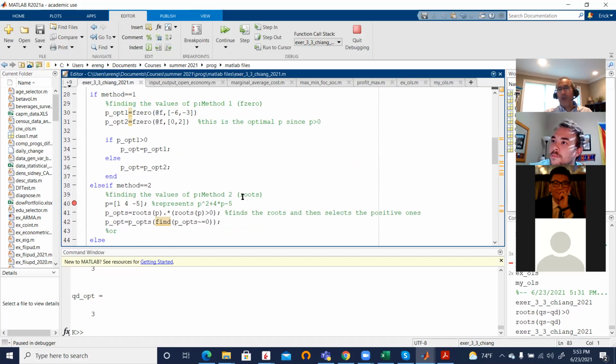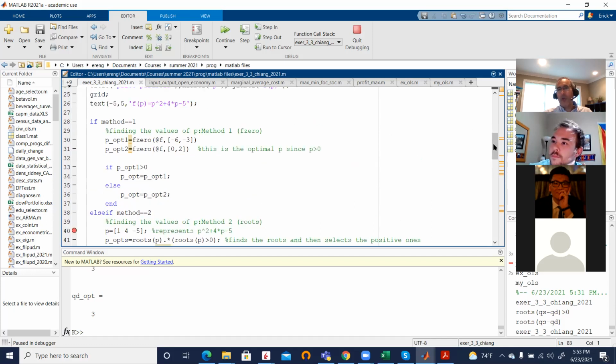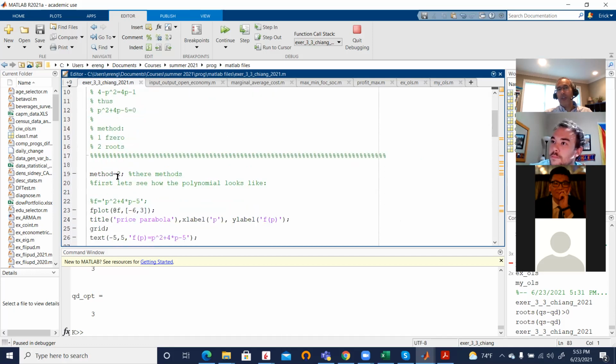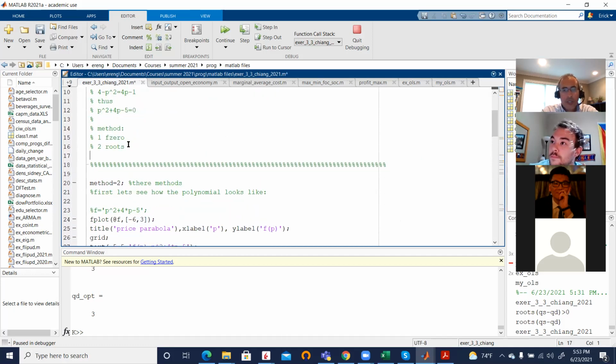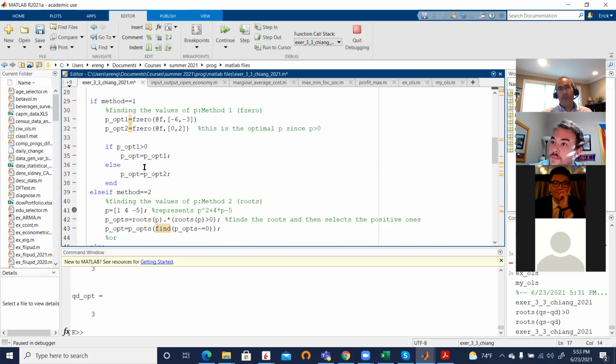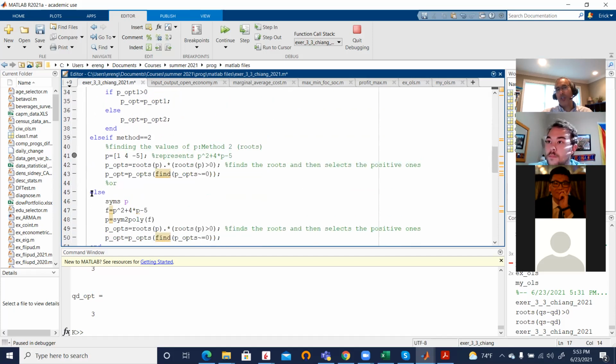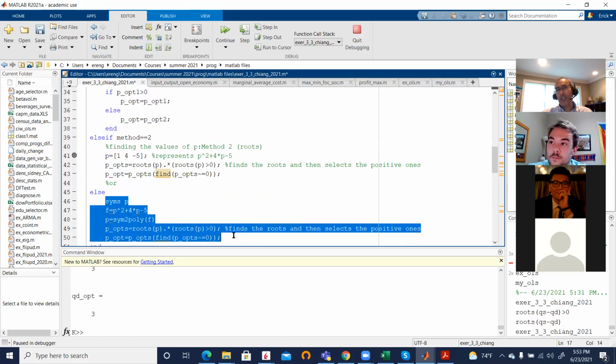Okay, so now, work for you. I want you to create a third method. Method 3 is using symbolics. So what you need to do now is basically say, if method equals 1, else if method equals 2, and an else condition in which you use the symbolics. Okay, you do it.